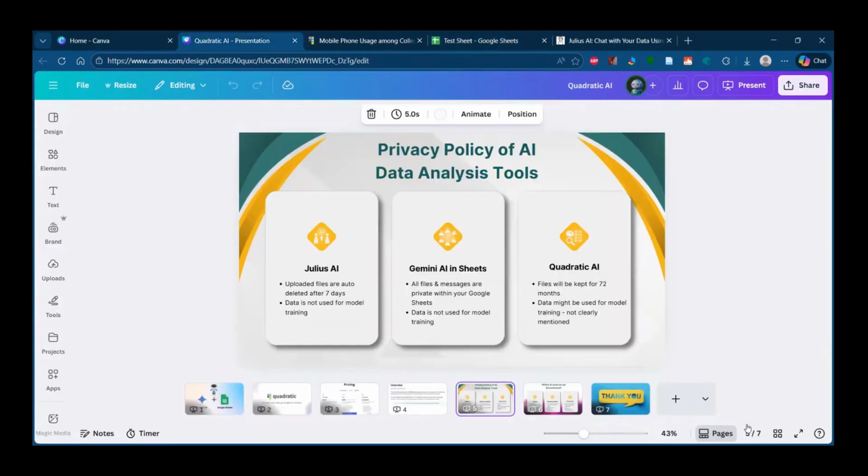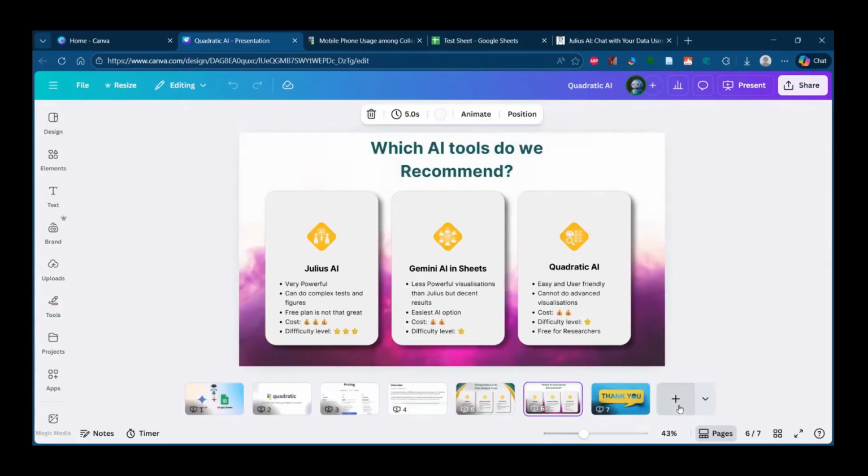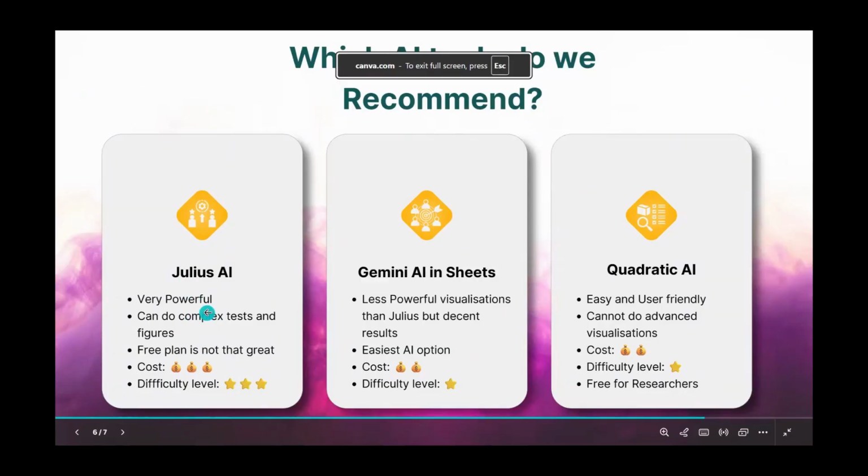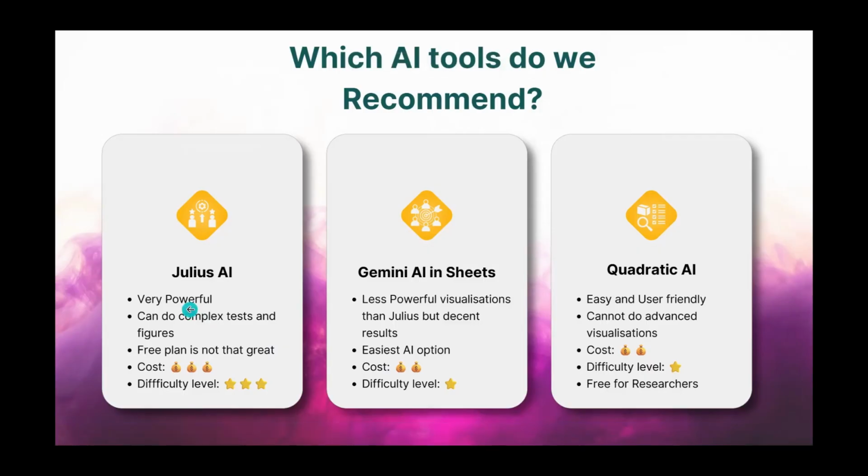So let me show a quick comparison. So for Julius AI, it is very powerful. Out of all the AI analysis tools out there, Julius is the best one. It can do complex tests and figures, as you have just witnessed. It can do complex visualizations like these violin plots and all those. The free plan is not that great. Why did I say not that great? Because it allows only 15 usages per month, and that advanced reasoning option is not possible in the free plan.